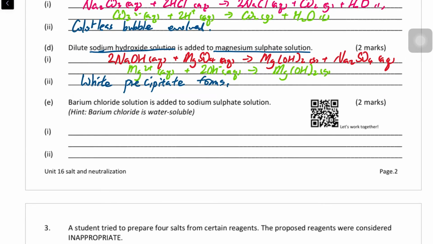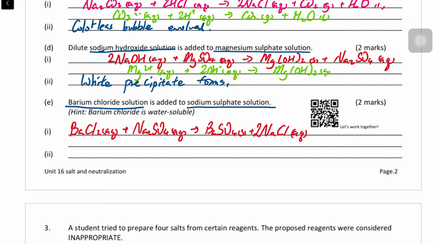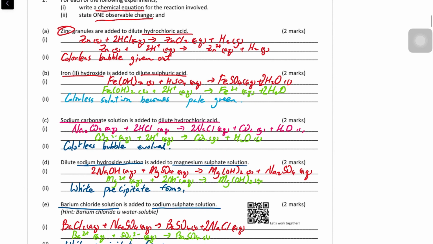And finally is barium chloride mixed with sodium sulfate. Remember again ABCP, so barium sulfate is insoluble. In the ionic equation, the other mobile ions all cancel out. Finally, the observable change is again a white precipitate forms. Make sure you understand the word equation first, then come to the chemical equation. Which one is insoluble and which one is soluble, you should make it clear.